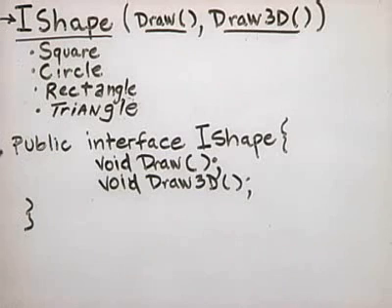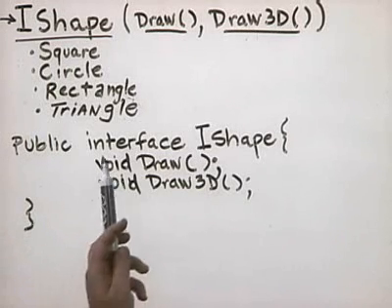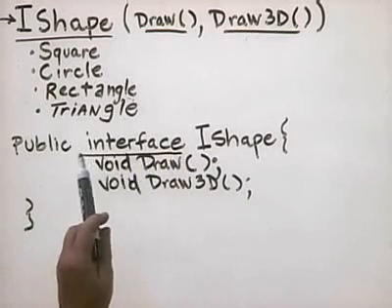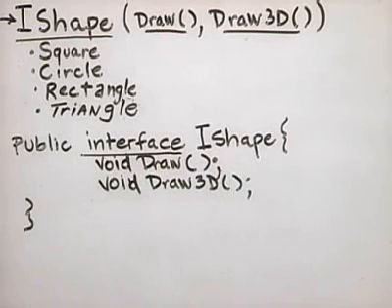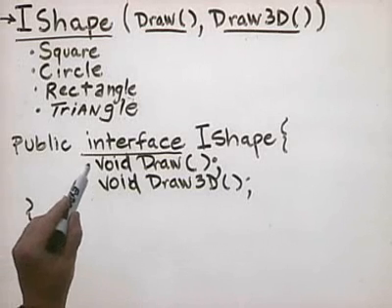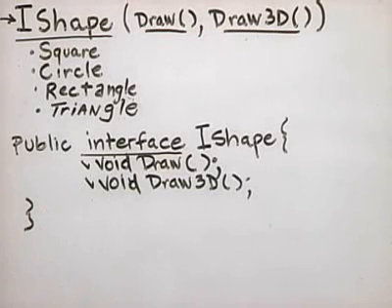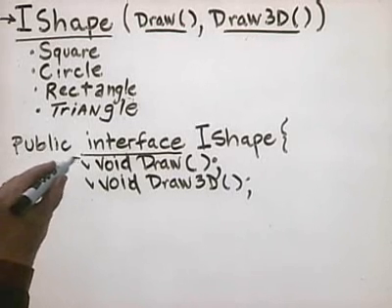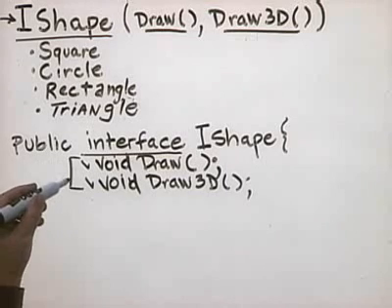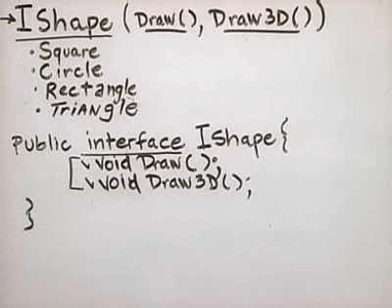Notice the definition of IShape. Instead of saying class, I say interface, and then the name of the interface. Now this interface is actually going to have two method definitions in its interface definition. A Draw method that returns void, no arguments, and a Draw3D method that returns void with no arguments. So it's fair to say that this is the public interface that IShape is offering.